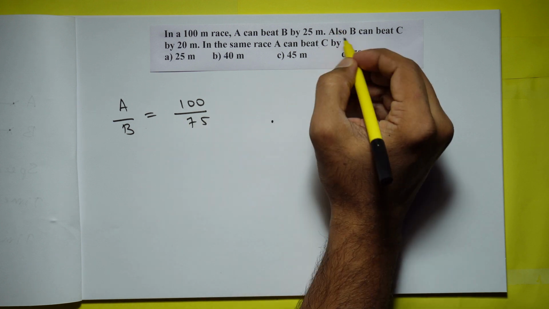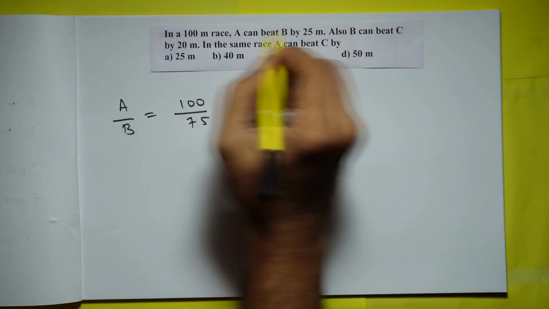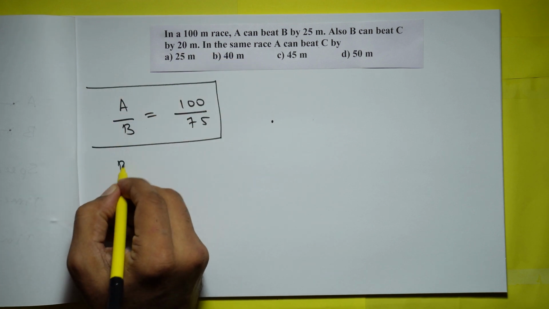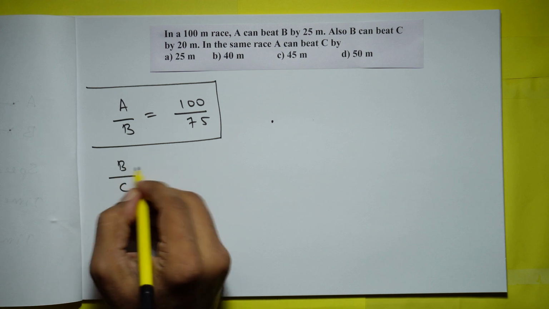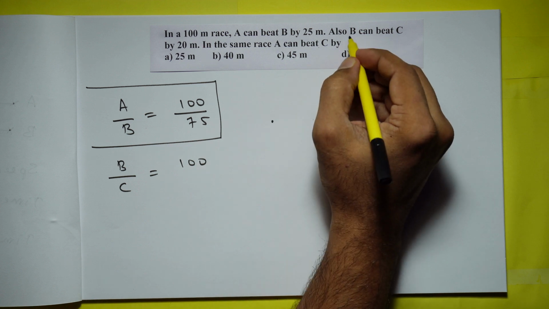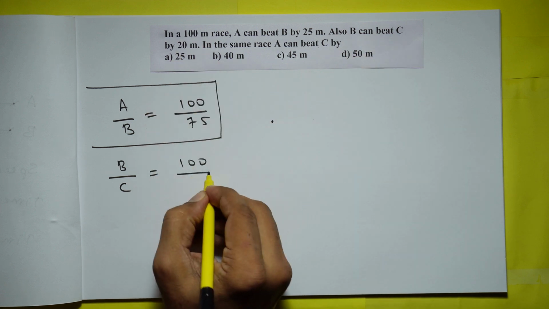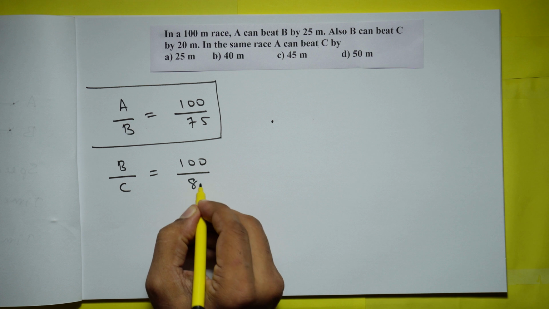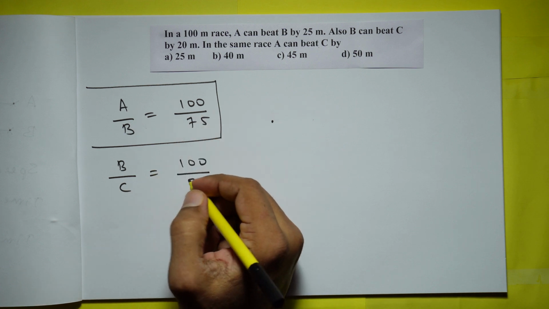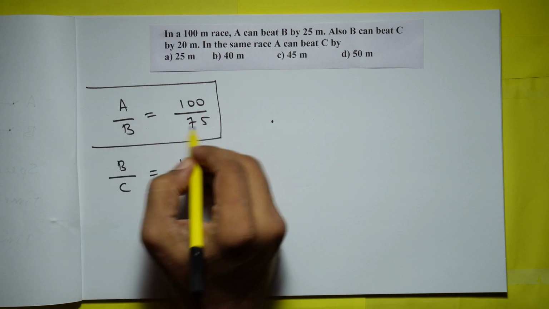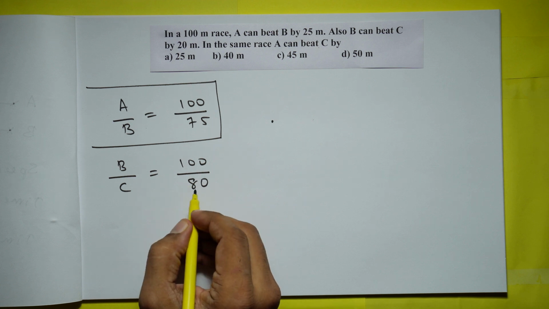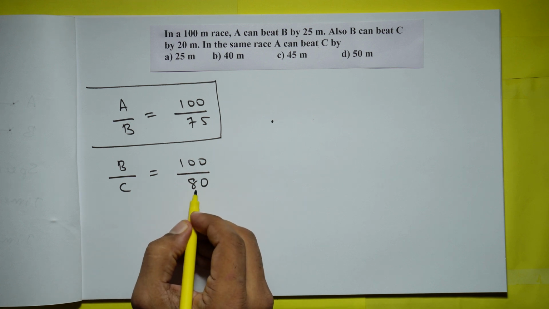Also, B can beat C by 20 meters. Which means that when B and C are running the 100-meter race, when B does the full 100 meters, B can beat C by 20 meters, or C will be 20 meters behind. C will do only 80 meters. So these are the two pieces of information that we have. When A does 100 meters, B will do 75. When B does the full 100 meters, C will be 20 meters behind. C will do only 80 meters.